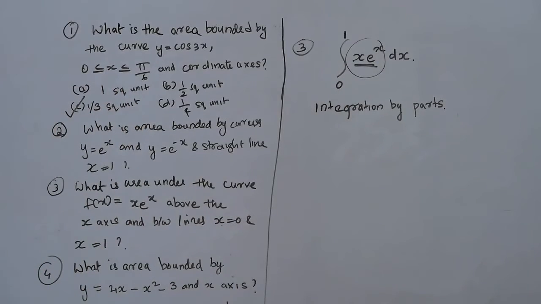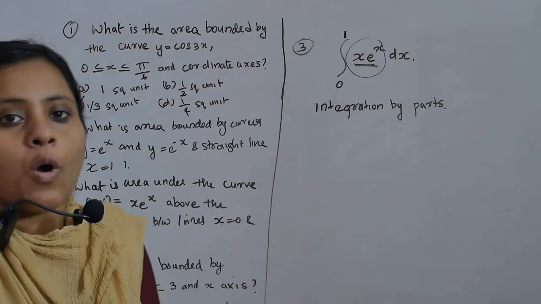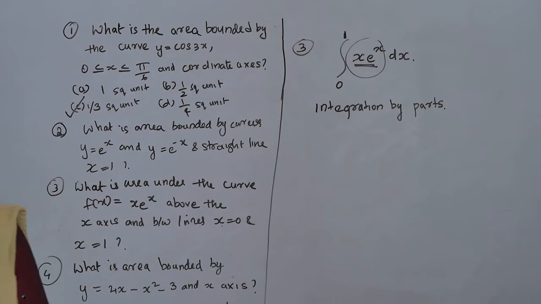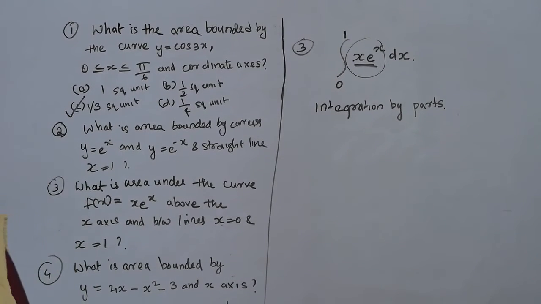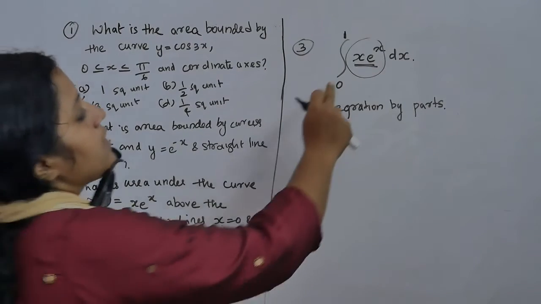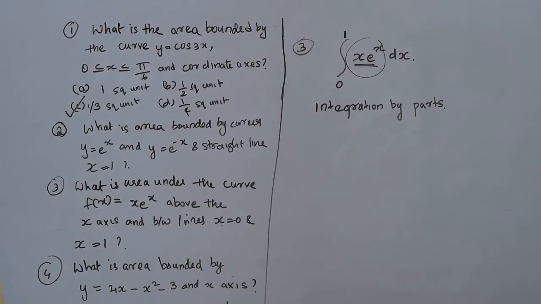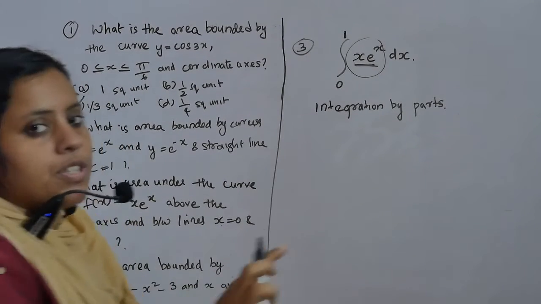We are going to do integration by parts. Why? Because there is no product rule in integration. What we have is integration by parts. Now what is integration by parts? Integration by parts is first function into integral of the second function minus integral of derivative of the first function into integral of the second function. So I'll just do it, then you'll understand.